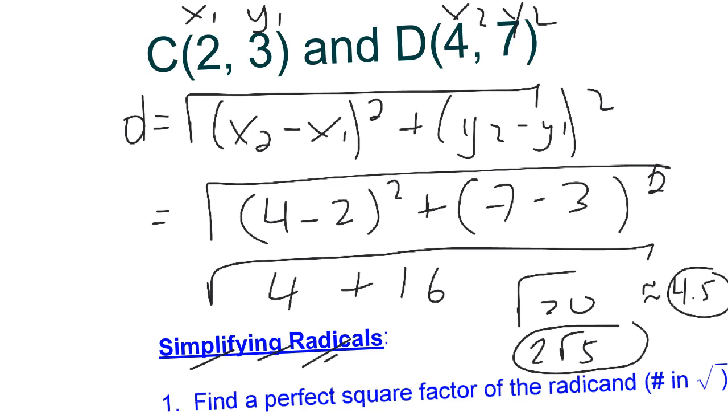Okay, so that's how you apply the distance formula. Again, in our class I will explain this and I will have examples using graph paper, but the purpose of this video is to show you how to apply the distance formula when you do your homework.